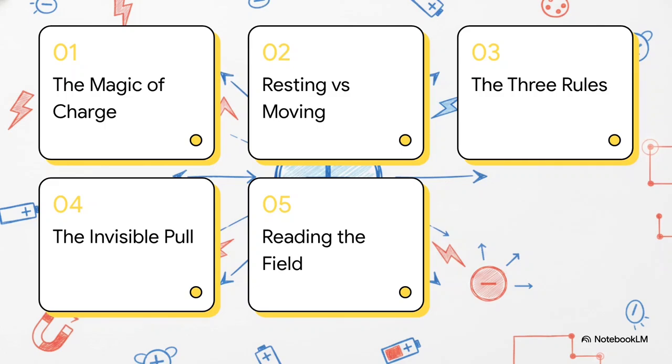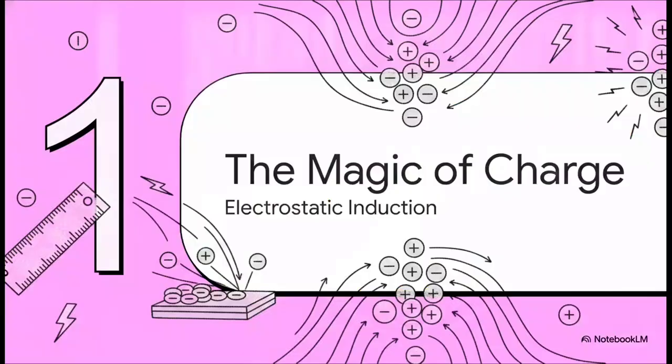So, here is our roadmap for today. First, the magic of charge. Second, resting versus moving charges. Third, the three rules. Fourth, the invisible pull. And finally, reading the field. Let's kick things off with Section 1, the magic of charge, specifically electrostatic induction.